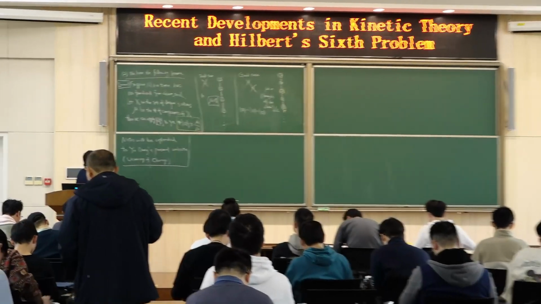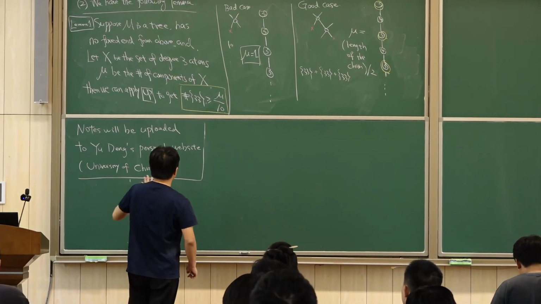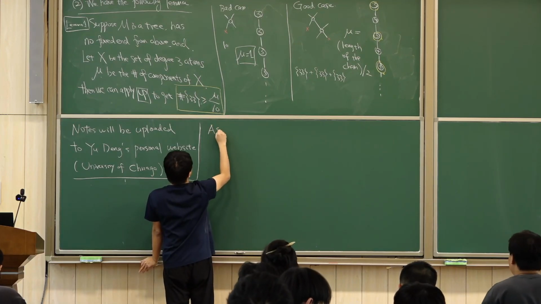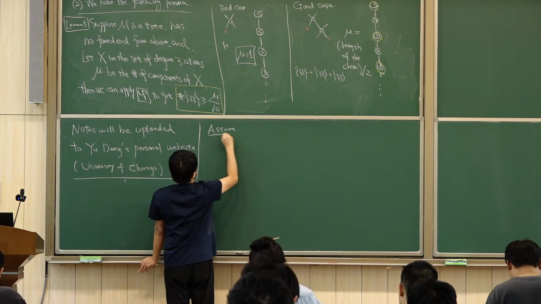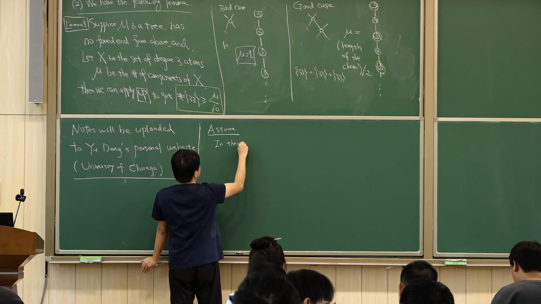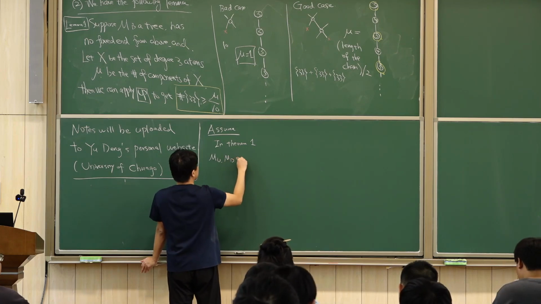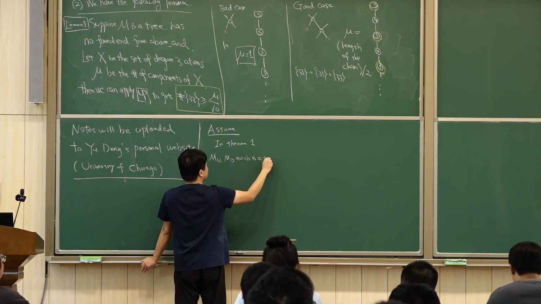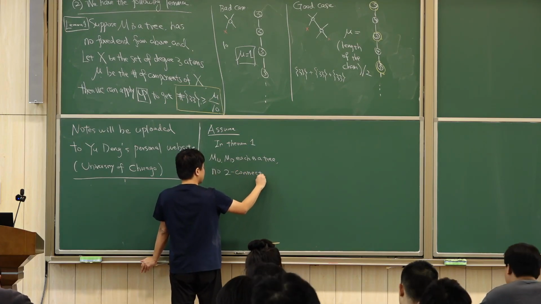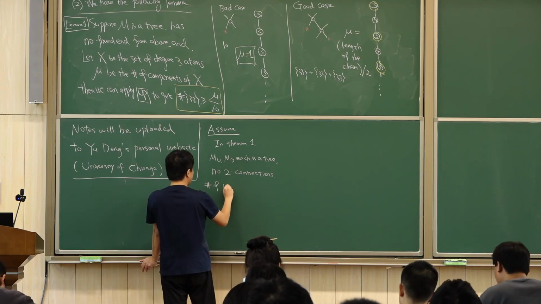The final part of the proof. So half of the proof will rely on this lemma 1, and the other half will use new methods. Okay, so assume in theorem 1, mu and d each is a tree. No two connections. Number of connections, or we call them UD connections.